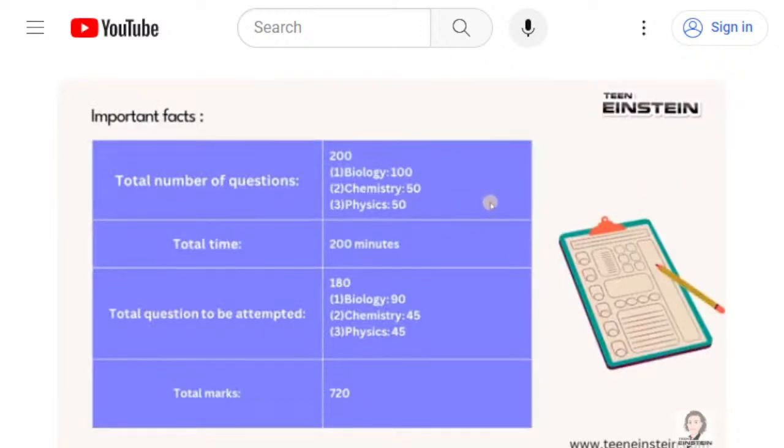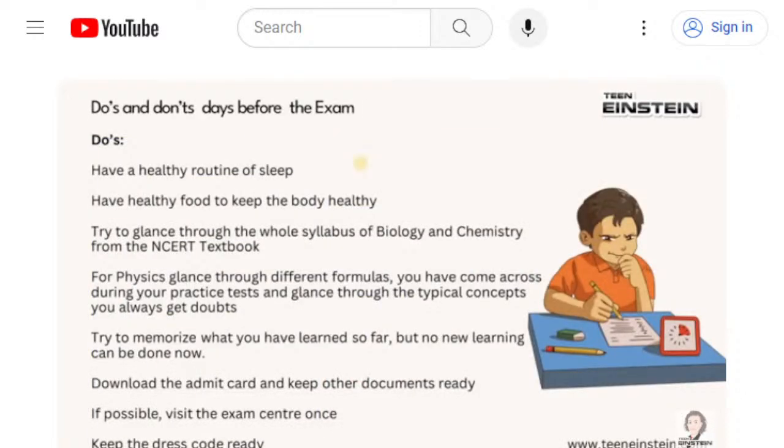Before I discuss the exam writing strategy, let me remind you about some important facts of the exam. In the exam paper there will be 200 questions and you will be given 200 minutes. Among the 200 questions there will be 100 questions from biology, 50 from chemistry, and another 50 from physics. Out of 200 questions, you have to answer only 180, and the total paper will be of 720 marks. Now you have very few days left before the exam. So to perform well in the exam, during these days, you must follow some do's and don'ts.